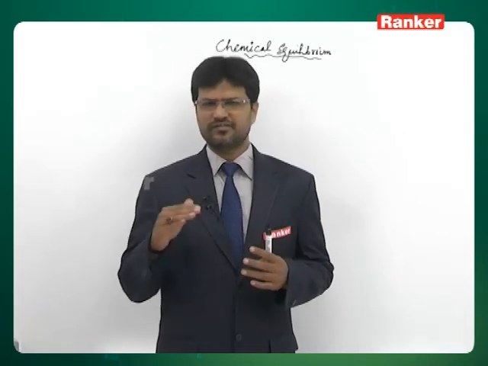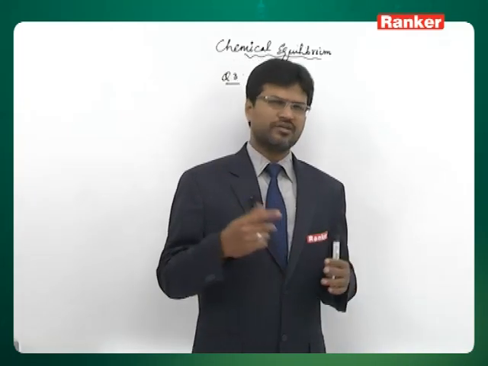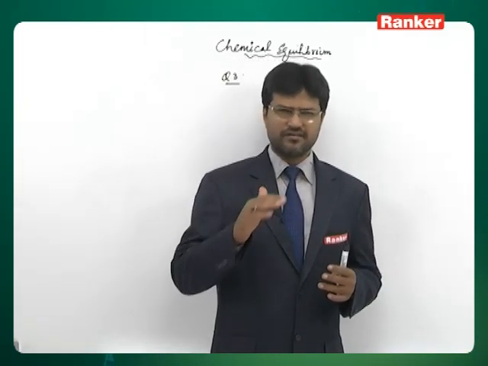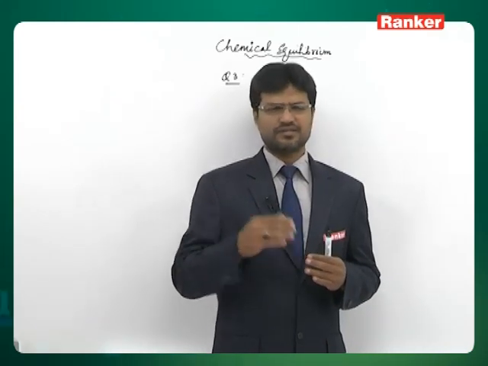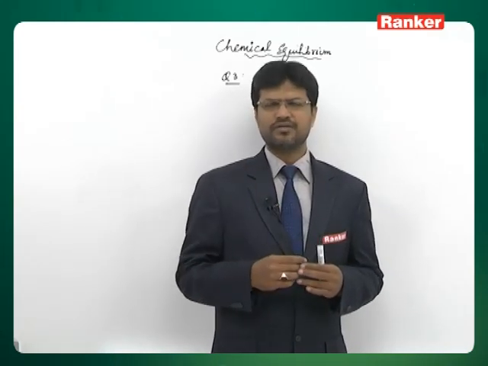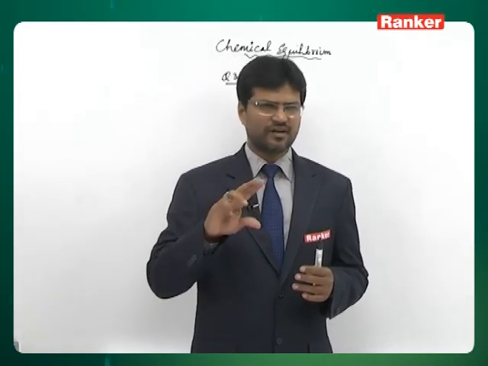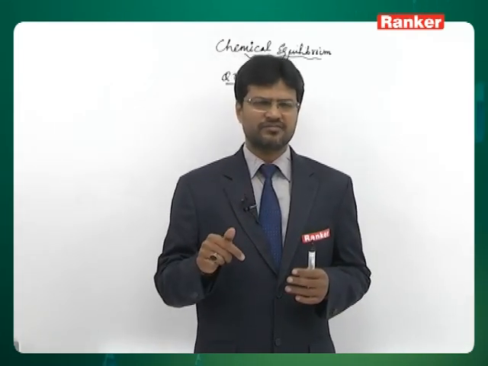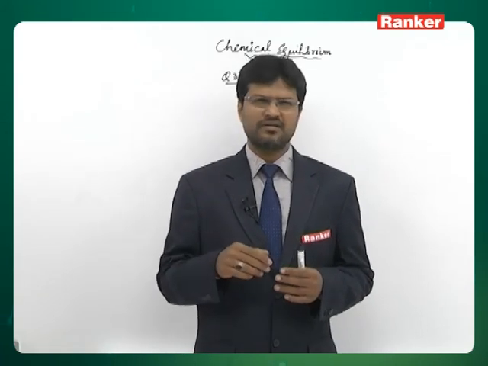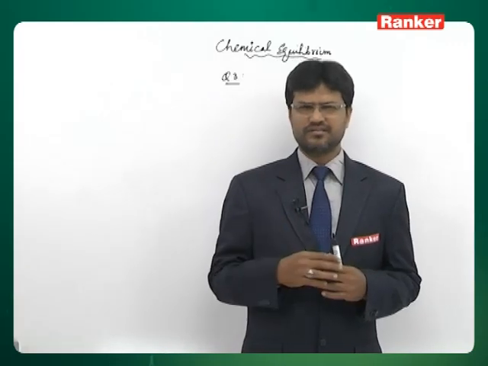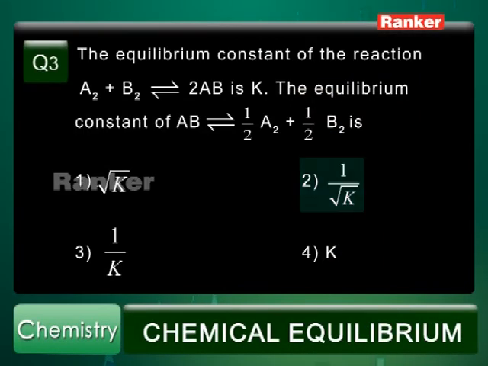And if you divide an equation by 2, then the equilibrium constant will be the square root of the original one. So here we have done 2 operations. We have not only reverted the equation, we have also divided it by 2. So the correct answer is 1 by root over K. We have reverted the reaction, that's why K will go in the reciprocal. And then we have divided the entire equation by 2, so we need to take the square root of that. So the correct answer is the second option, 1 by root over K.